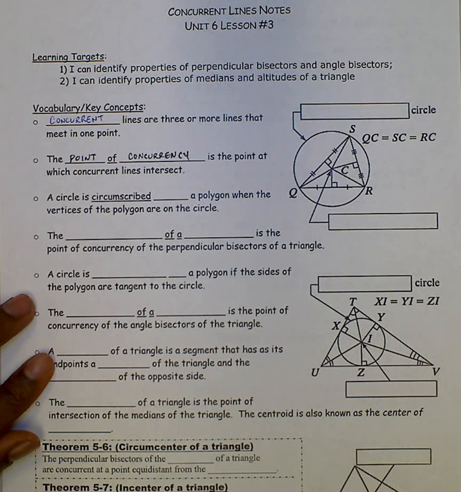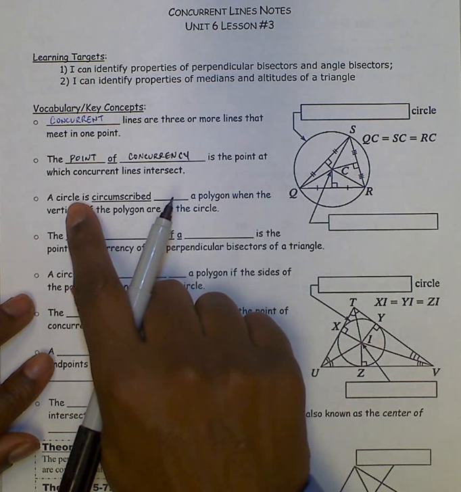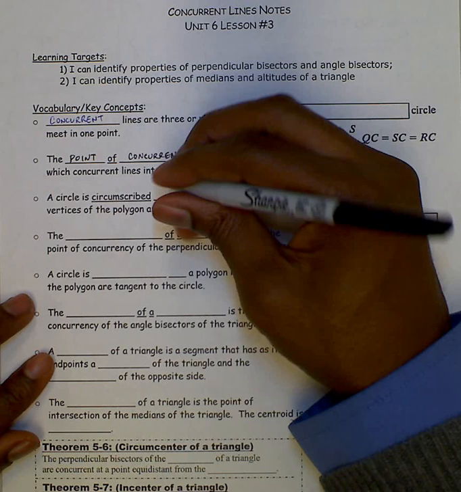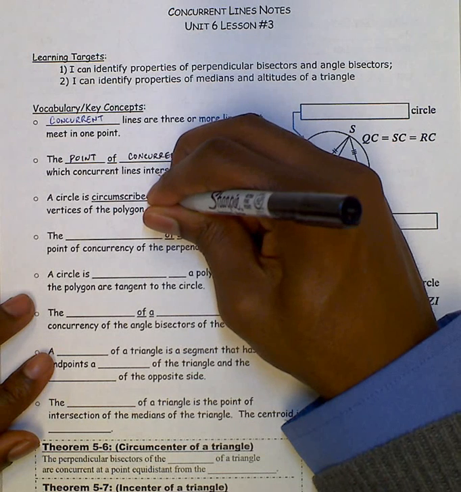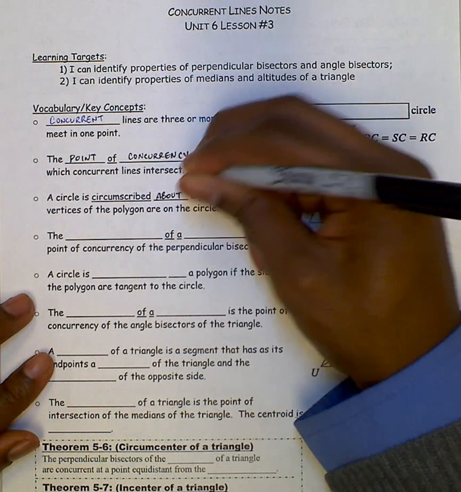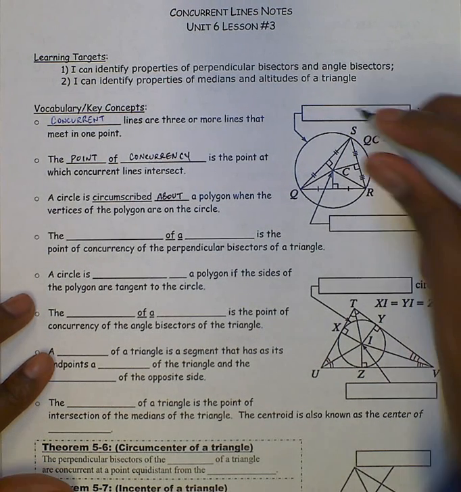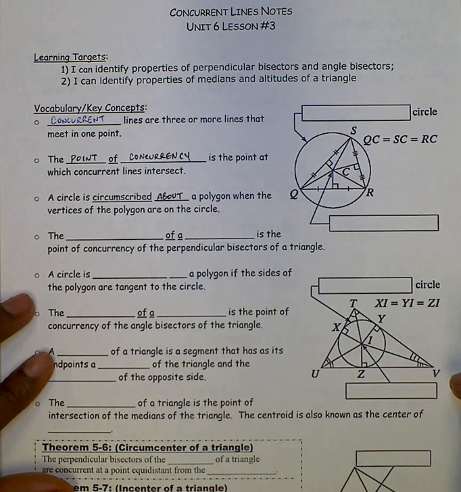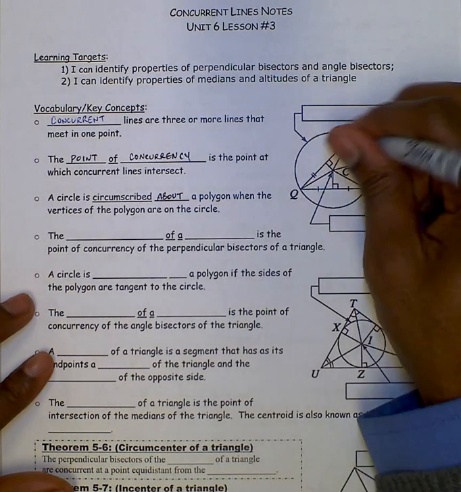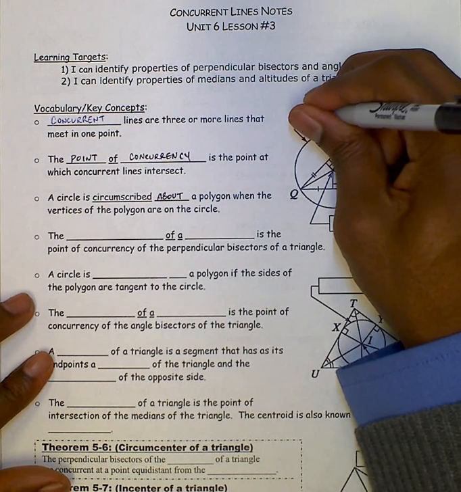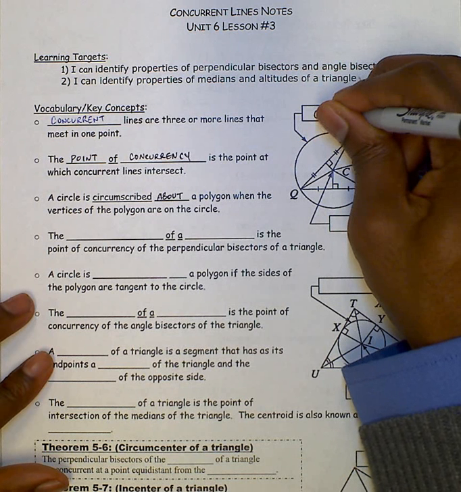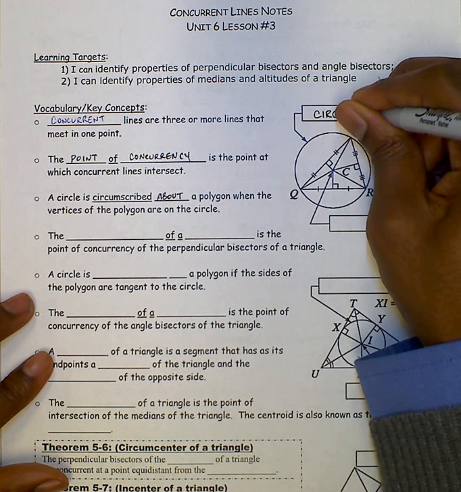First, we'll go into talking about the circle that's made. A circle is circumscribed about, kind of around, a polygon when the vertices of the polygon are on the circle. Alright? And so here on the right side is an example of a circumscribed circle.